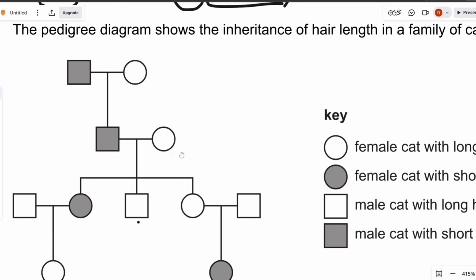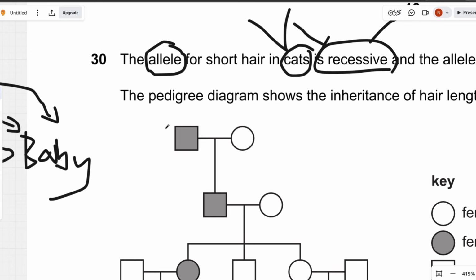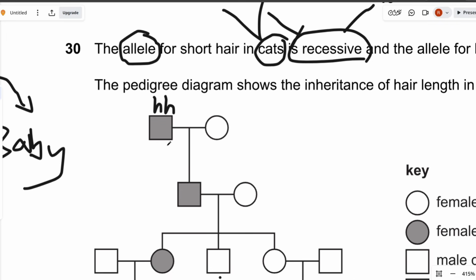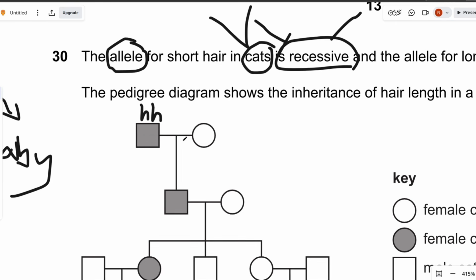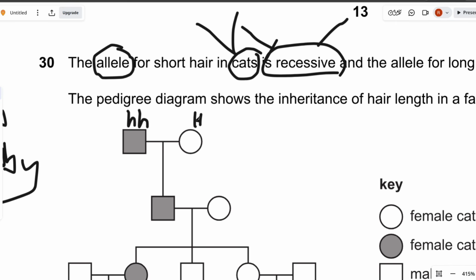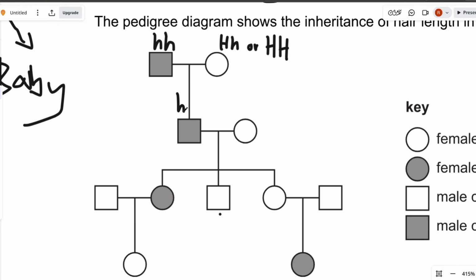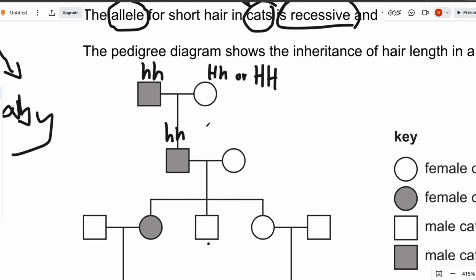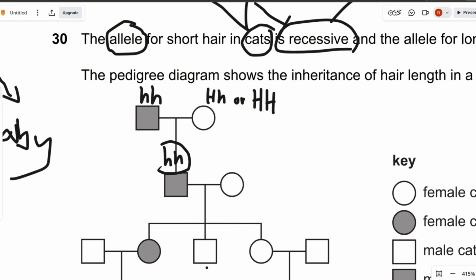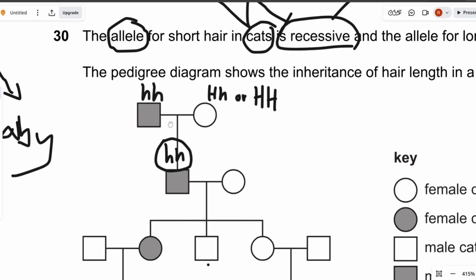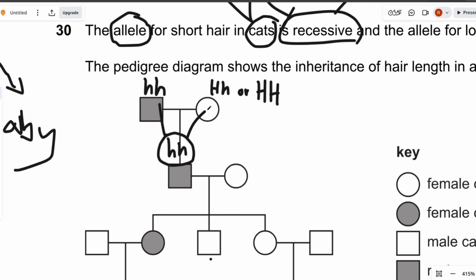Looking at the key, the first one is a male cat with short hair, and that must have the genotype H small, H small. They got married to a female cat with long hair, so H capital, H small, or H capital, H capital. Their offspring was an H small, H small male cat with short hair. Since they are H small, H small, they certainly got one copy from their father and one from their mother.